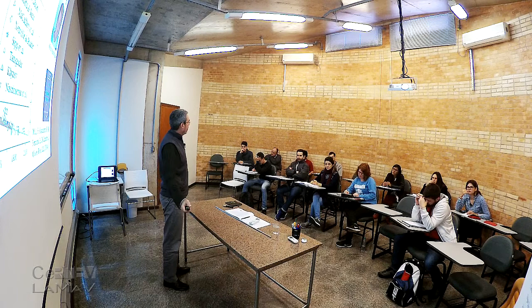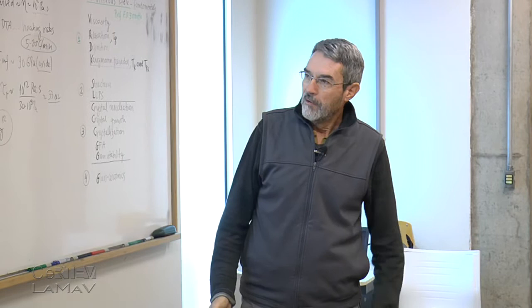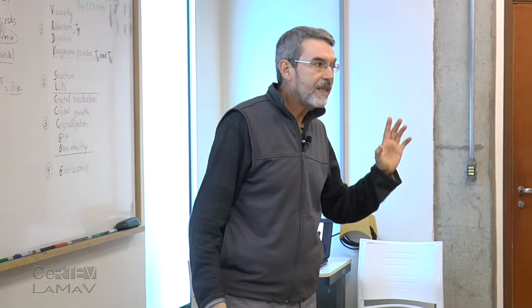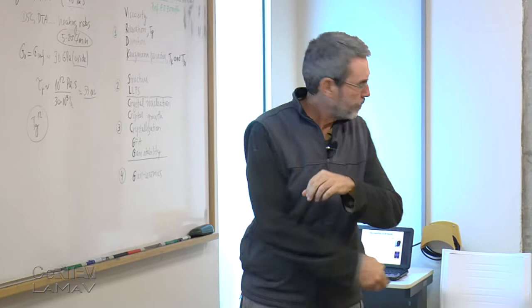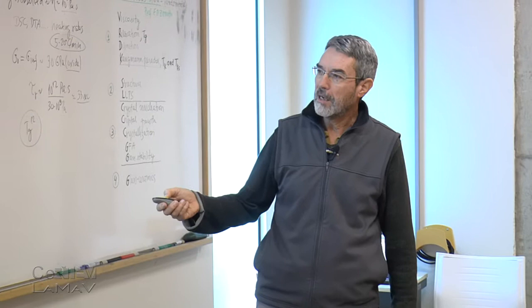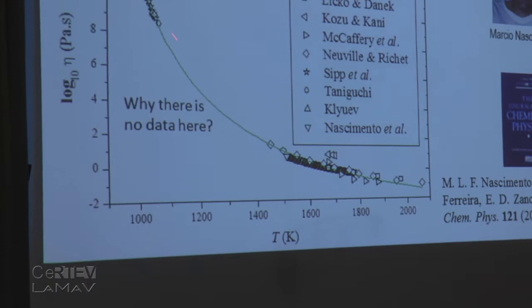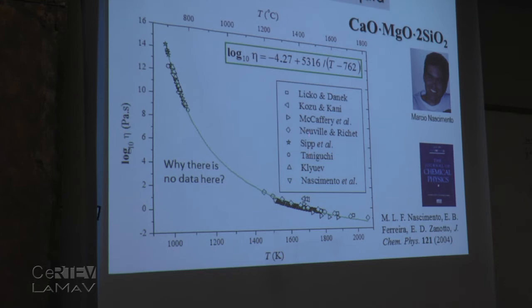Now, first point, glass forming, this is not a good glass forming material. This is a glass forming material, but not a terribly good one. And it has another problem. Why is there no data here? All the data points are either close to the liquidus or close to the Tg. Why? Nobody has been able to measure the viscosity here. Many authors worked with this glass.